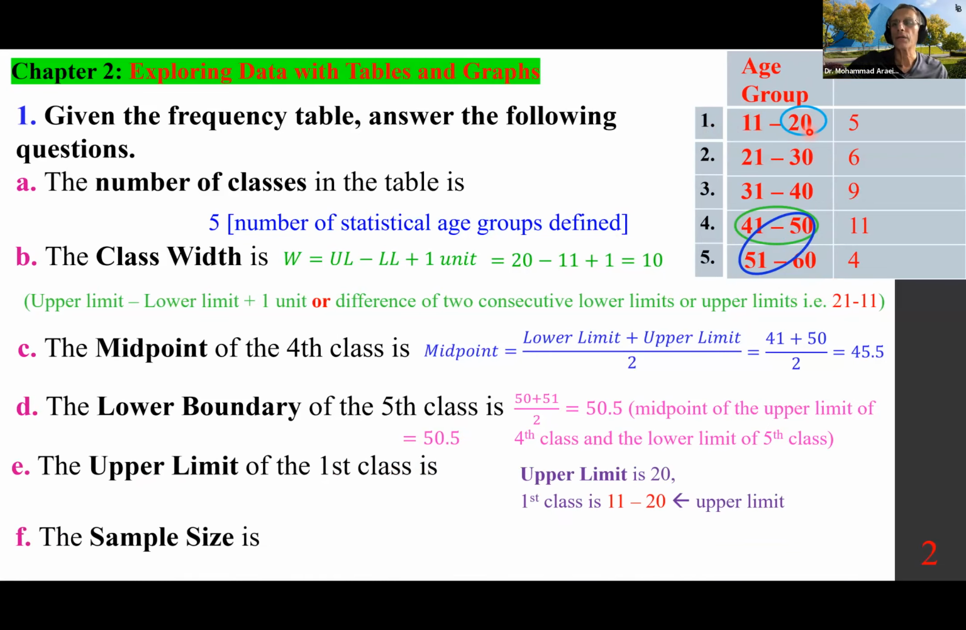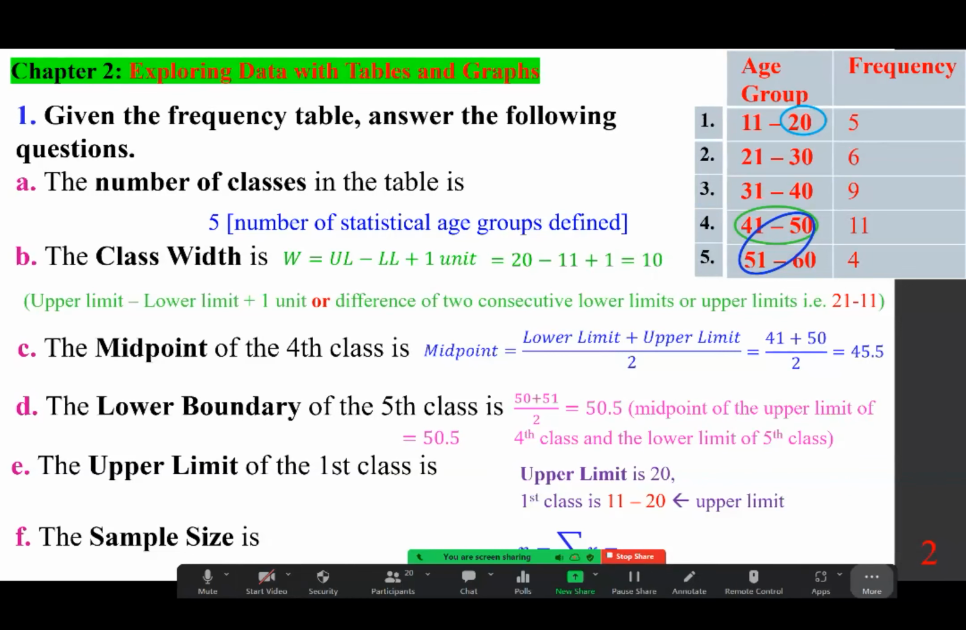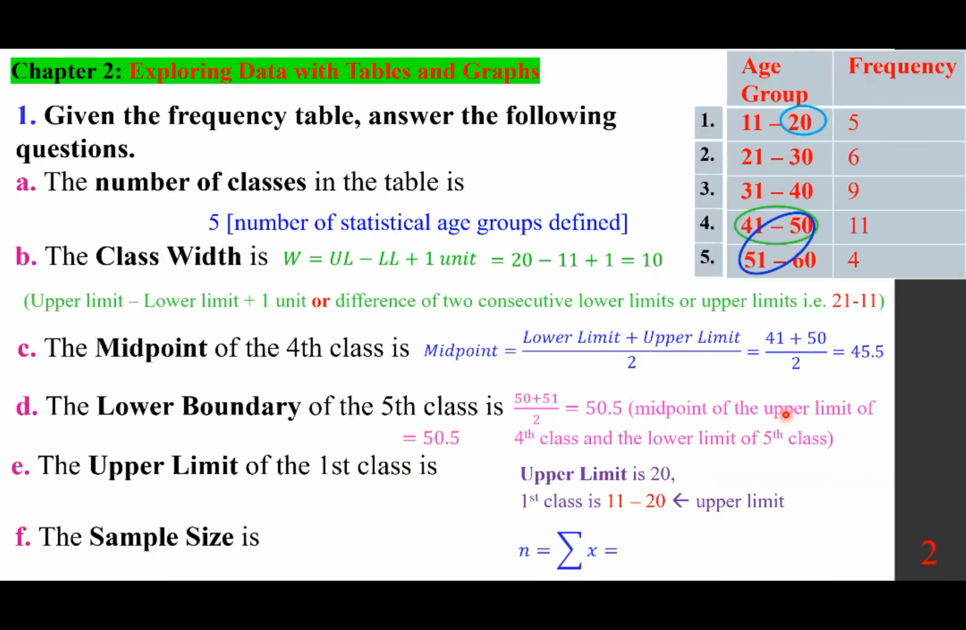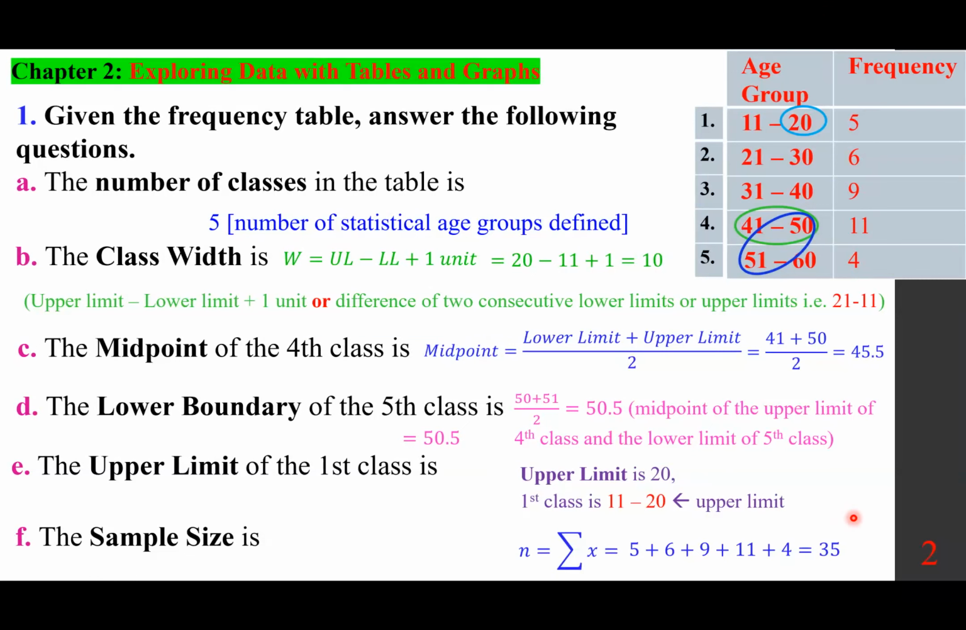What is the sample size? Look at the frequency. This means there are 5 in this group, 6 in this group. So what is the sample size? Add up the frequencies. 5 plus 6 plus 9 plus 11 plus 4, and the answer is 35.